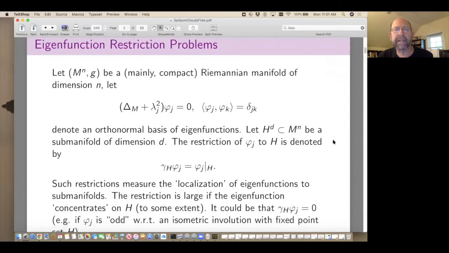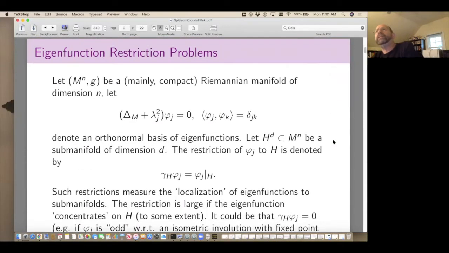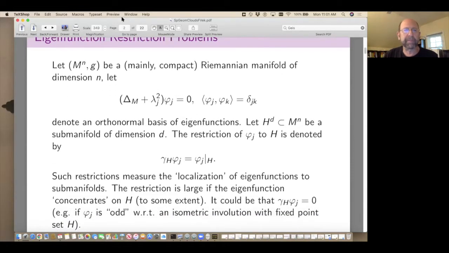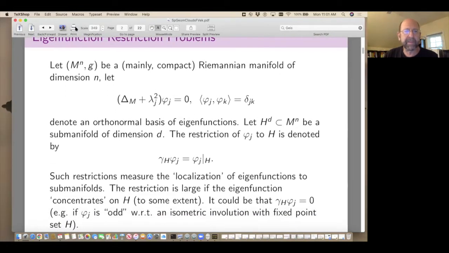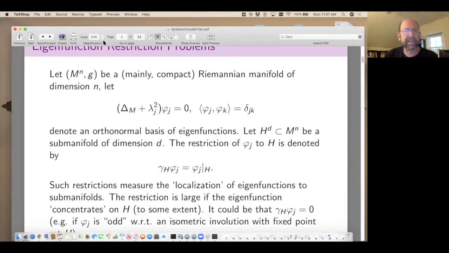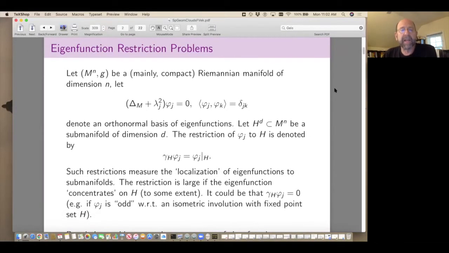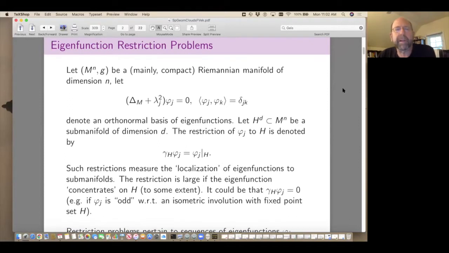So my talk is about eigenfunctions rather than about eigenvalues, and it has to do with a problems. Let me just make this a little smaller here to fit it onto the screen. Hold on. So these are called eigenfunction restriction problems.